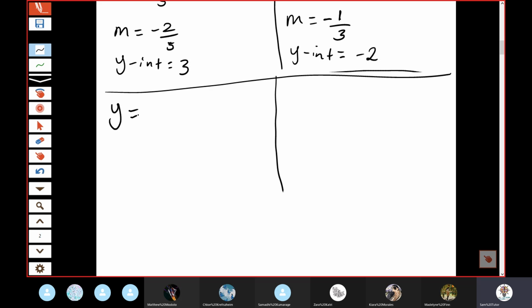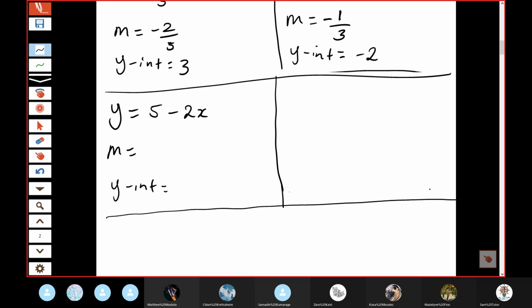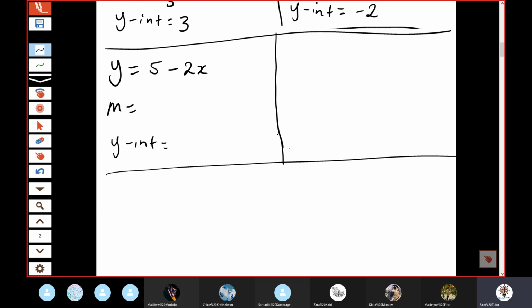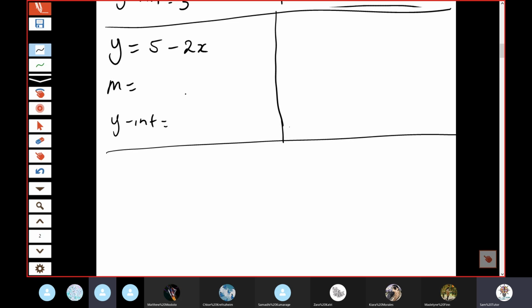Okay, what about this one then? What does gradient equal to? What does y-intercept equal to? Is the gradient 5? No. Is it 2? No, -2. Correct. Like I said, be strict with yourself. What's in front of the x? -2 is in front of the x. Right, Yusuf?